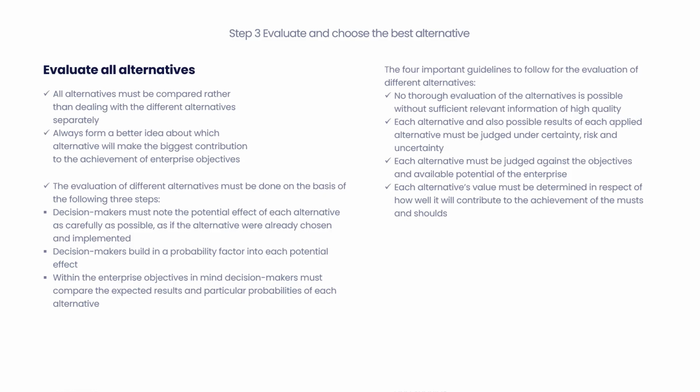Each alternative, and also the possible result of each applied alternative, must be judged under certainty, risk, and uncertainty. We have discussed these three concepts already. Each alternative must be judged against the objectives and the available potential of the enterprise. Remember, we said do not use the resources of the company only to end up giving a negative product.